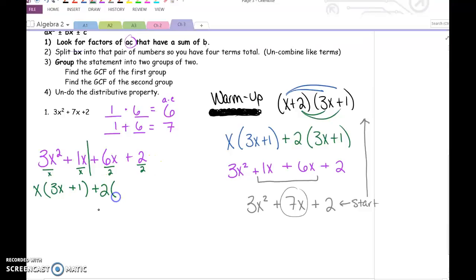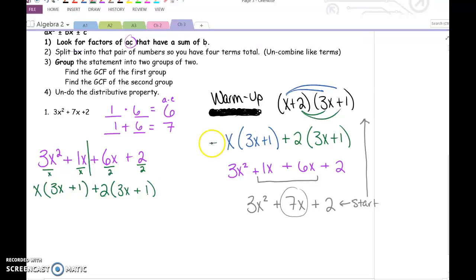So 2 is what goes outside of the parentheses. 6x divided by 2 is 3x. 2 divided by 2 is 1. Now, remember, you can distribute to check yourself. So 2 times 3x is 6x. 2 times 1 is 2. So this is still all there.